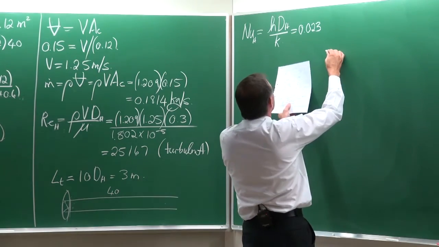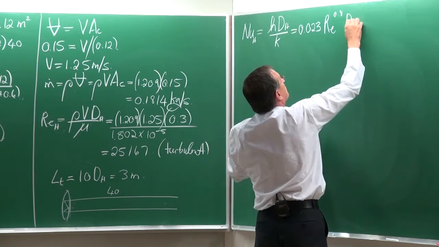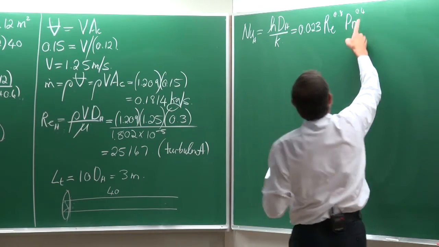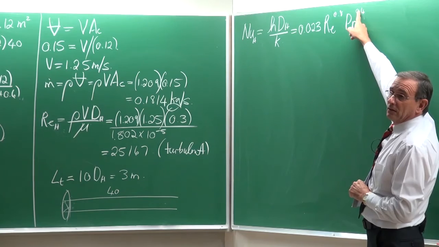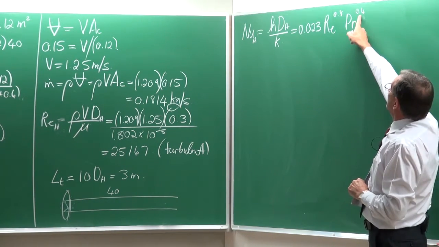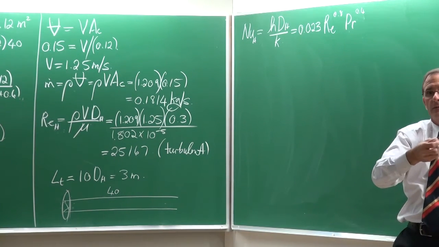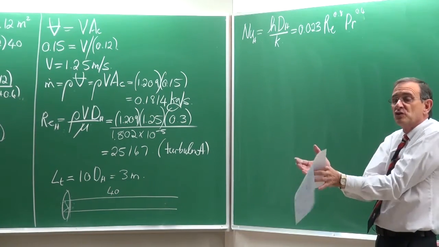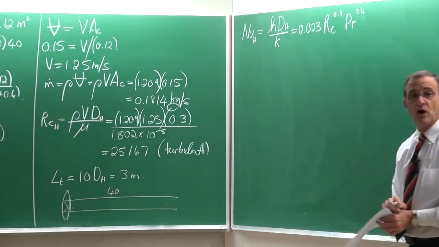So it is equal to 0.023 Reynolds to the 0.8, Prandtl to the 0.4. This equation is actually Prandtl to the n. And with the n, you have to make a selection. If the fluid is being cooled, then n is equal to 0.3. If it is being heated, like in this case, because of the warmer surface, the n would be equal to 0.4. So that's the reason for the 0.4.